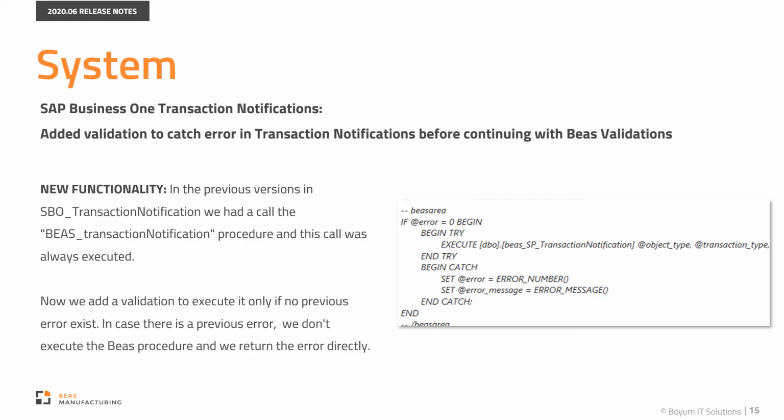In the previous versions in SAP Business One transaction notification, we had to call the Beas transaction notification procedure, and this call was always executed. Now we have added a validation to execute it only if no previous errors exist. In case there is a previous error, we do not execute the Beas procedure and we return the error directly.